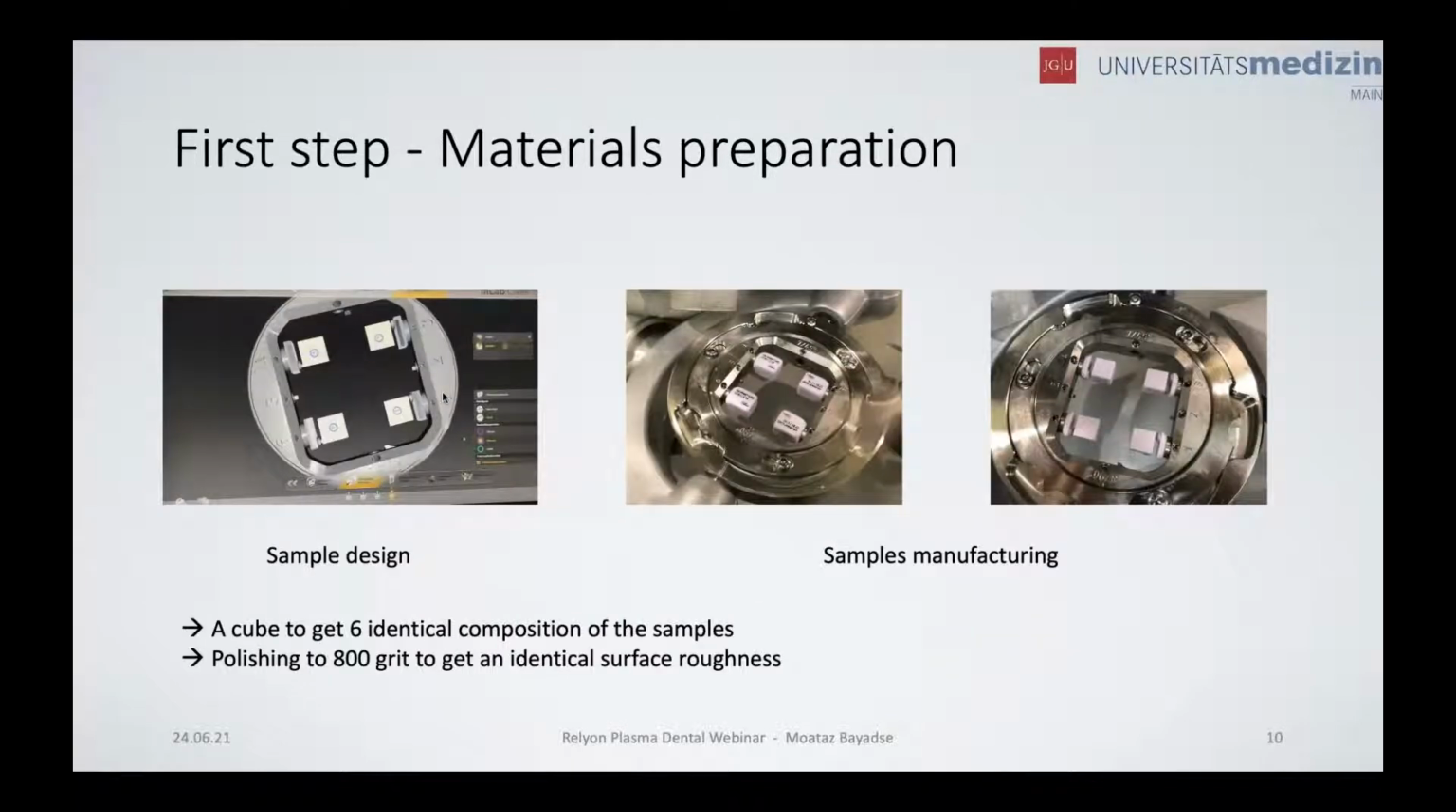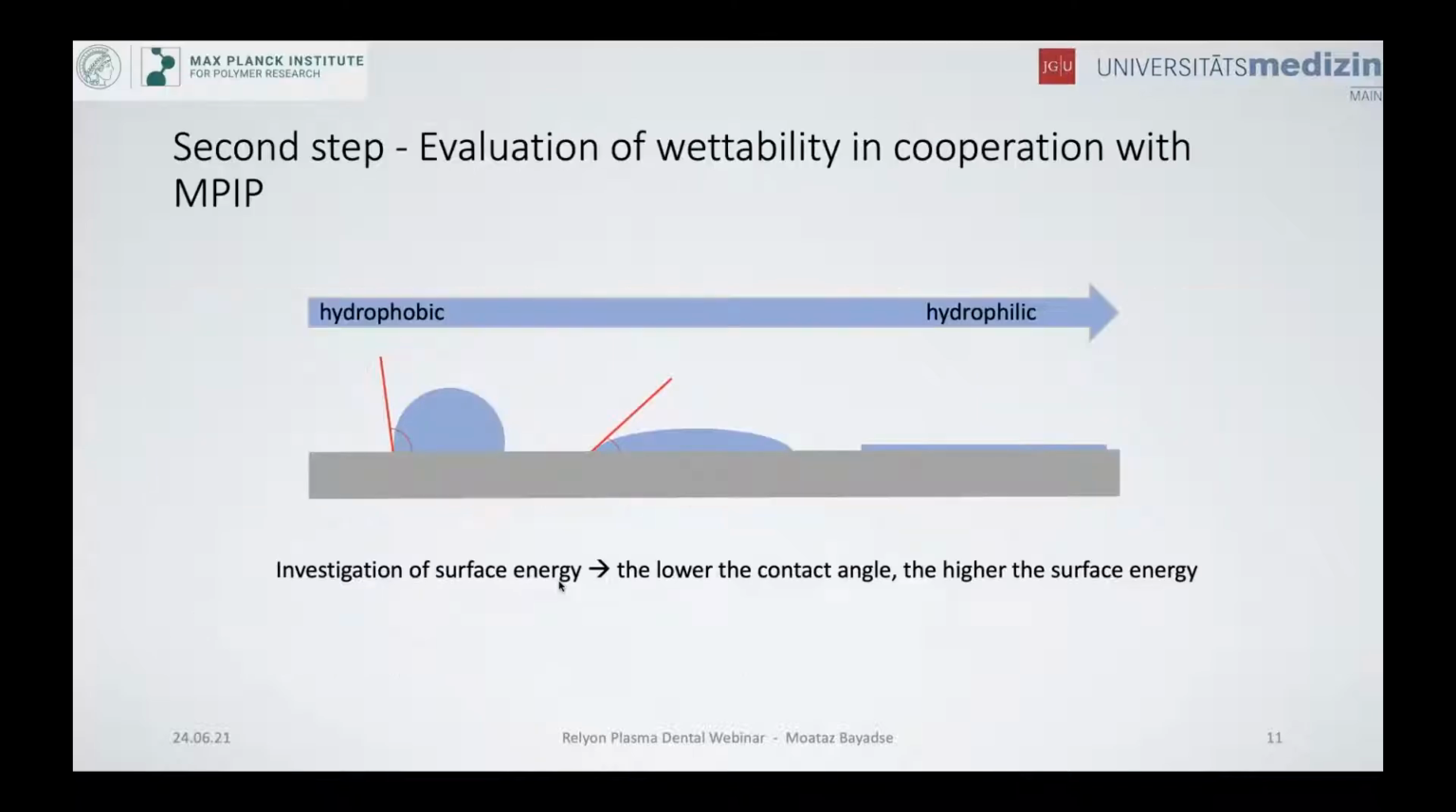The ceramic samples were digitally designed in a cube shape and milled. After the milling, they were sintered as recommended by the manufacturer, and at the end they were polished to 800 grit to get an identical surface roughness. And now we have our samples ready, and we're ready for the next step, which is the evaluation of the wettability.